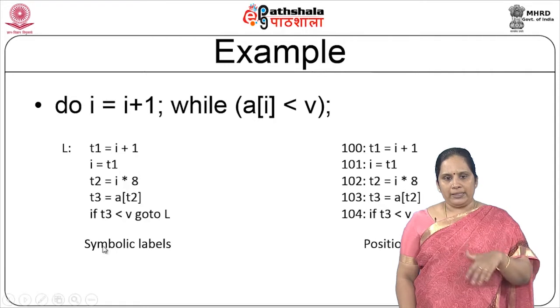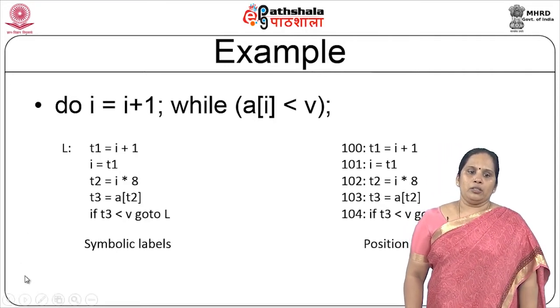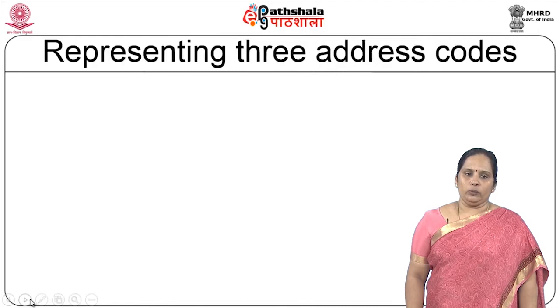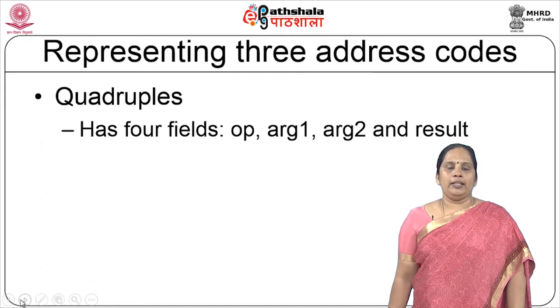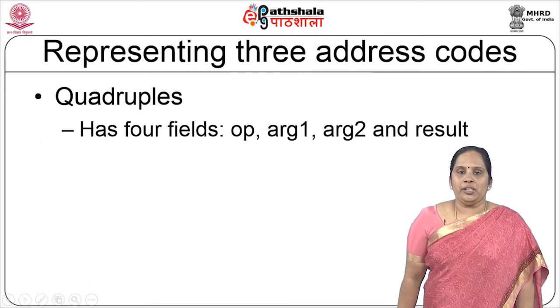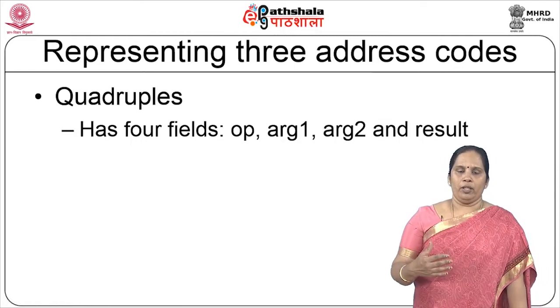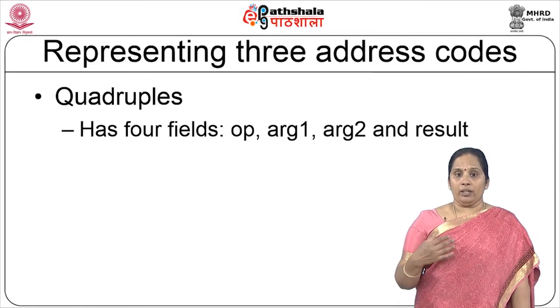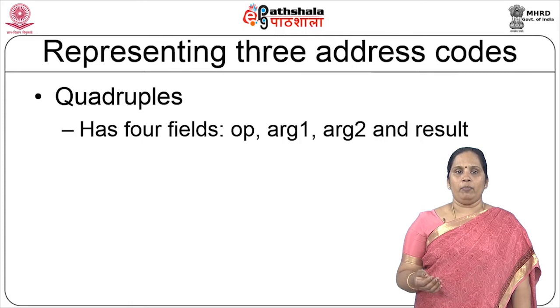Okay, to represent this, to put it formally, where will I put it is what we are trying to look at. So you have here three representations. One is called quadruples, another is called triples, and the third is called indirect triples. These are data structures which are used for representing your three address code and putting it in a particular format. So your input, which is a syntax tree, has now been converted to a three address code, and it is stored as a representation in the form of quadruples or triples or indirect triples.